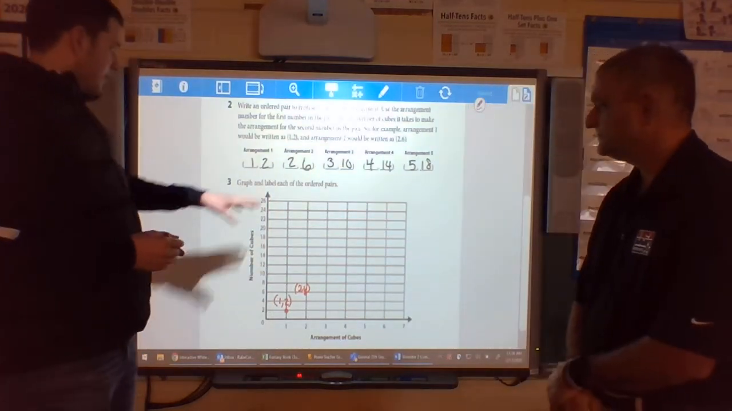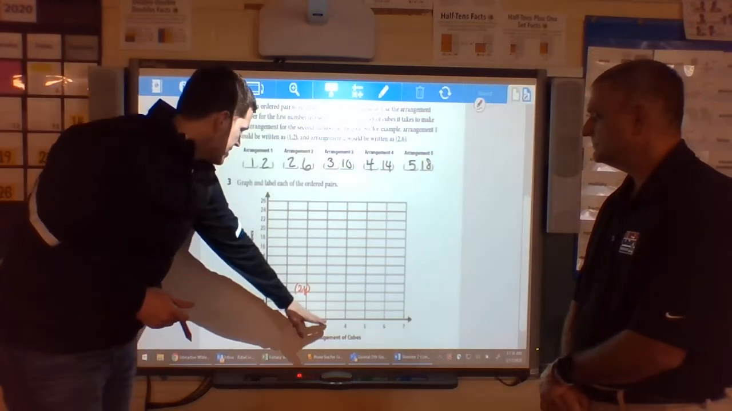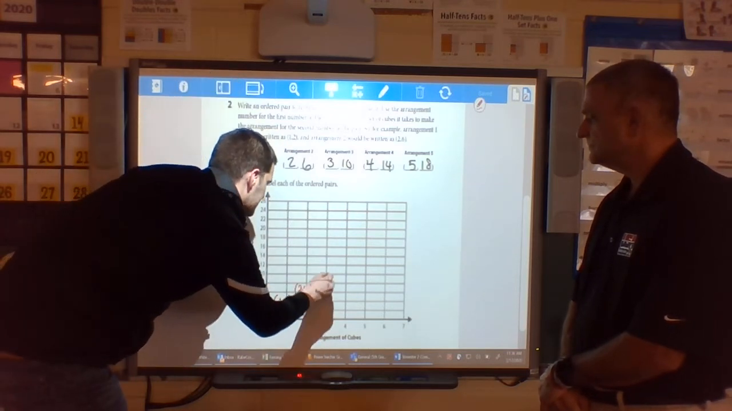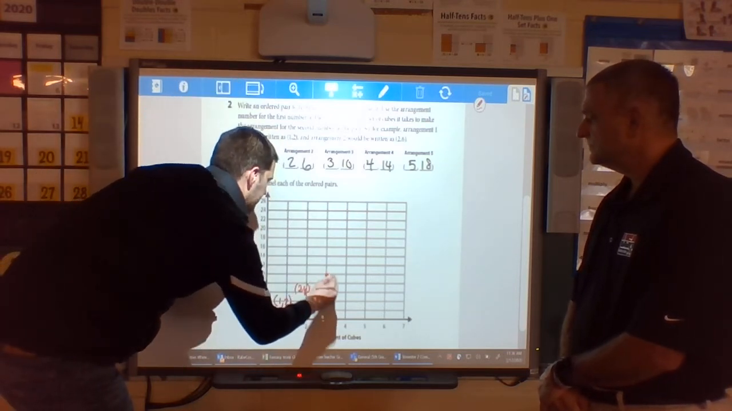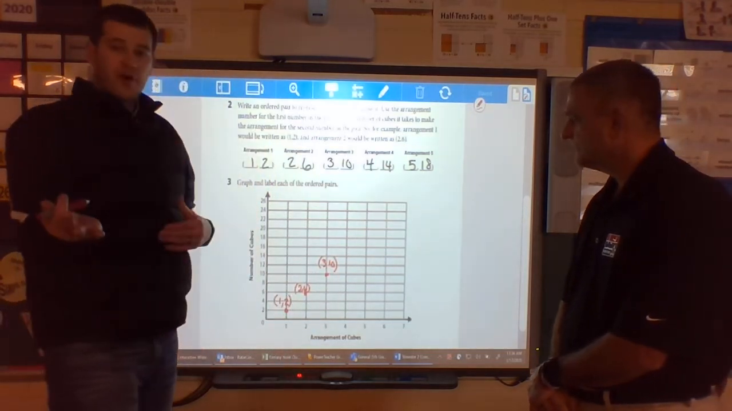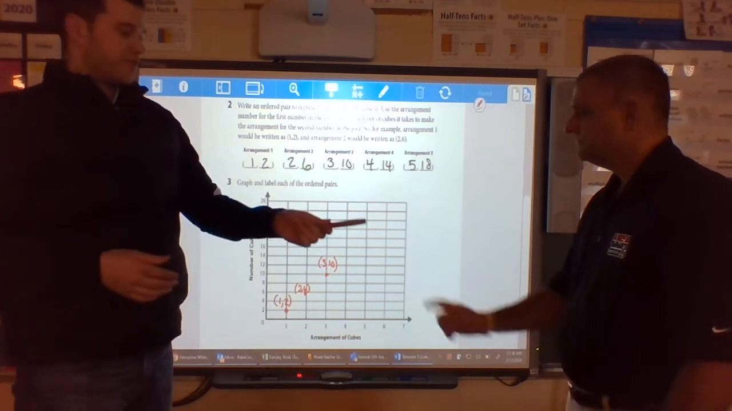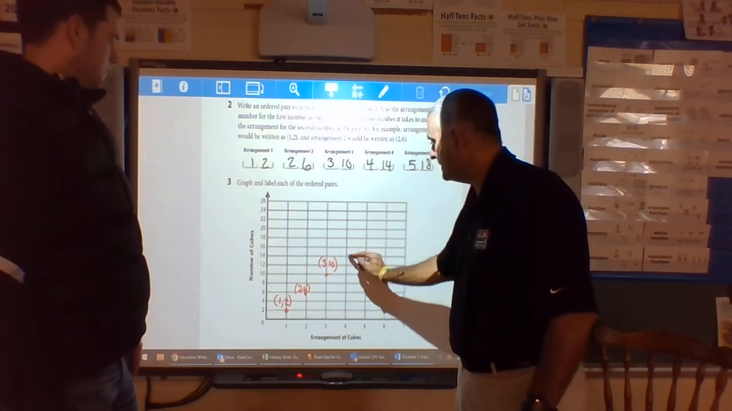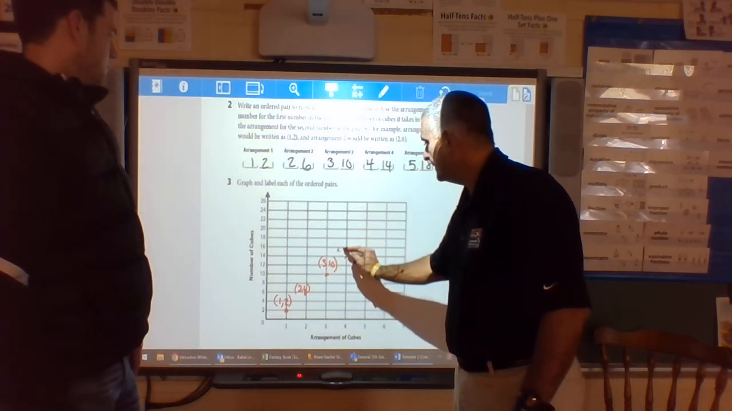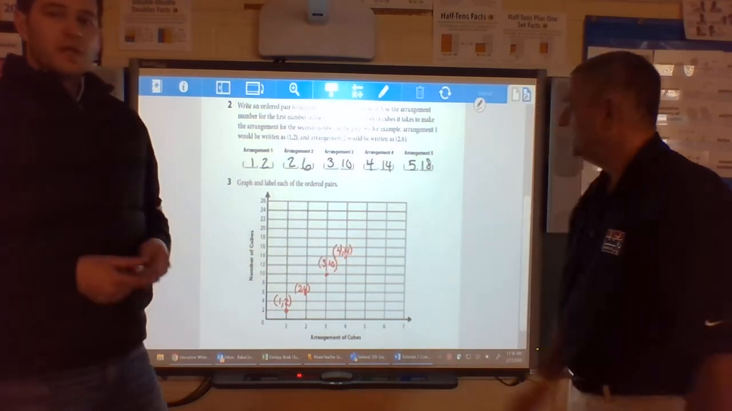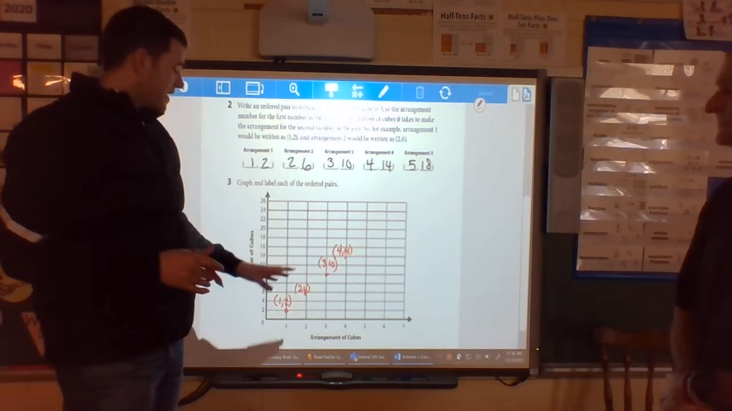Perfect. The third arrangement then, arrangement 3, total number of cubes is 10. So my x is 3, y is 10. And I label that as well. And remember, you're following along doing this while we're doing this with you. And then we go to the next one, we go 4, up 14. We're here, we label it, parentheses, there we go.